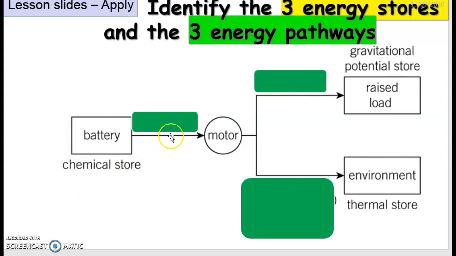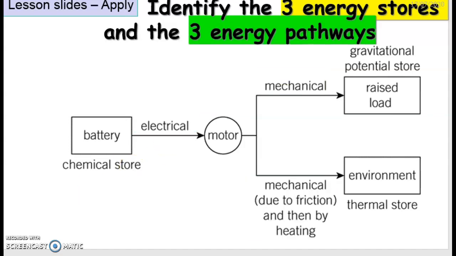Okay, so what are the 3 pathways then? We've only got those 4 to choose from that we looked at earlier. Okay, so from our chemical energy store in the battery to our motor, we've got an electrical current. So that's pathway number 1. To raise the load higher, we've got a mechanical pathway, and then down here we've got mechanical due to friction, and then by heating, increasing the thermal energy store of the environment.